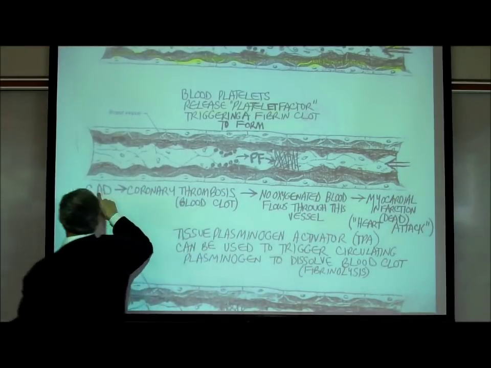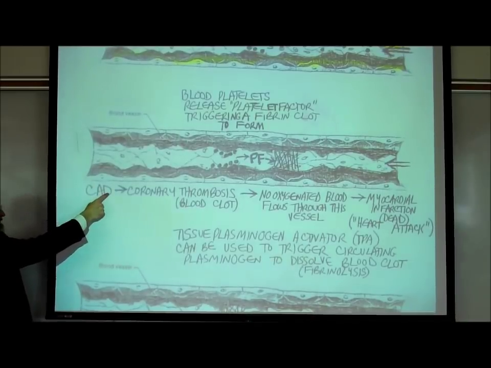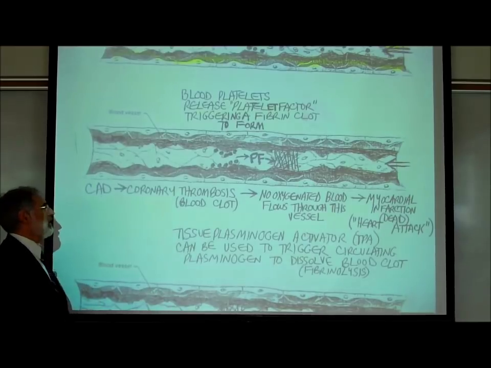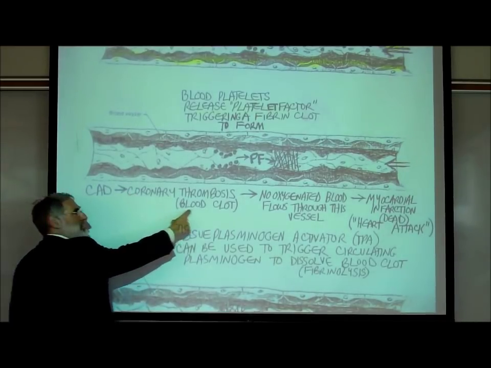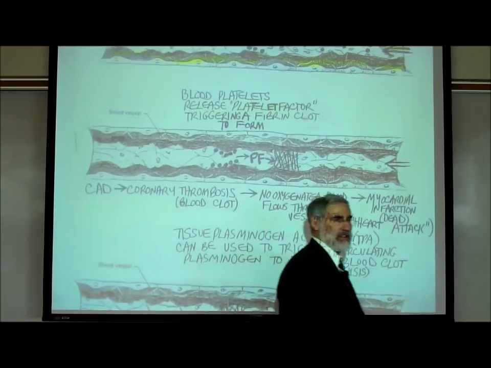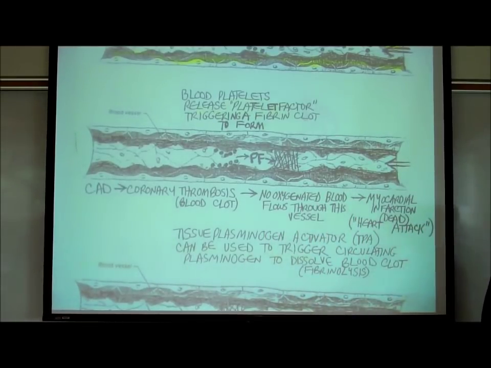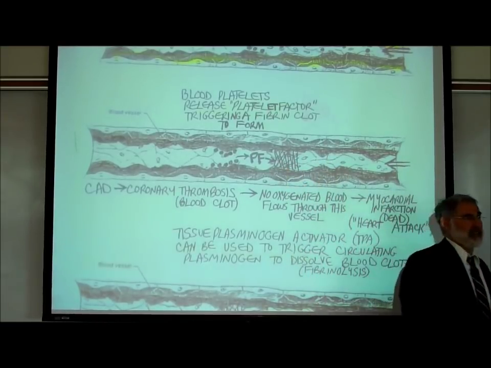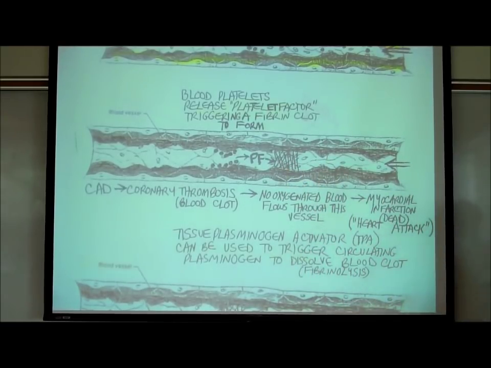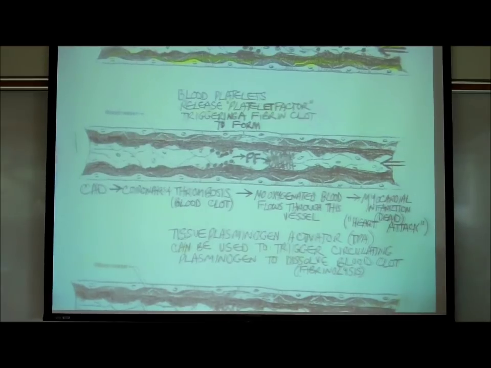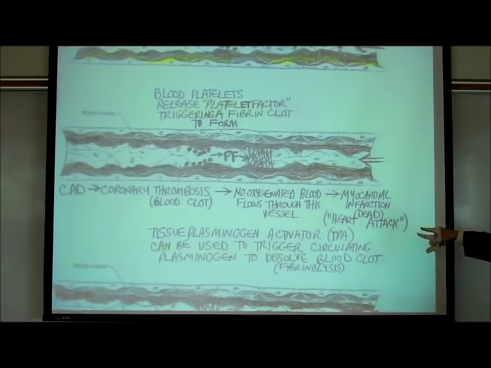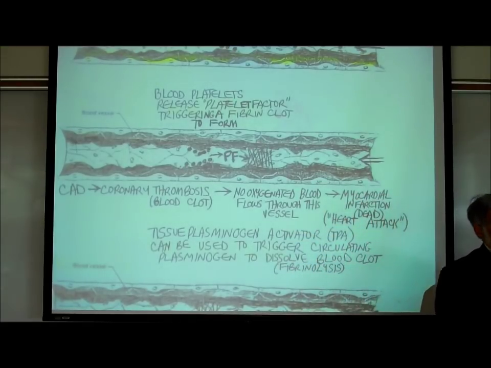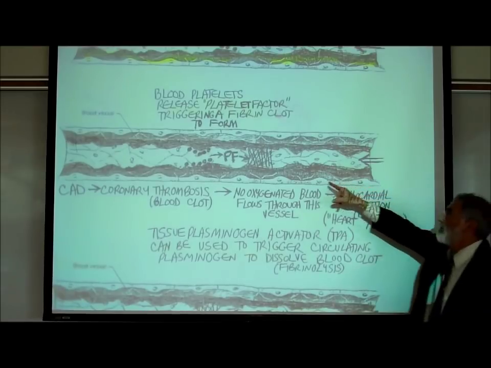So, CAD, what is that? Coronary artery disease. What is that? That means atherosclerosis in the coronary artery increases the risk of a coronary thrombosis, a blood clot forming in the coronary artery. When that blood clot forms, now we've got zero blood flow through the vessel. Not reduced blood flow, zero blood flow. So now no oxygenated blood is flowing through this vessel. As a result, it is likely that part of the heart muscle will die because you've blocked blood flow completely through this vessel.